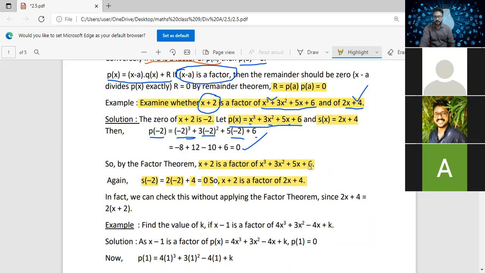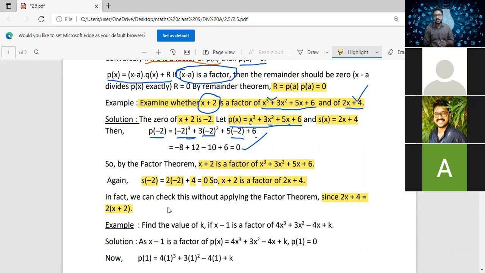Clear? I think no explanation is needed. And one more thing, just for your knowledge, it can be seen that 2x plus 4 is actually 2 into x plus 2. So in that manner itself, you can easily find out that x plus 2 is a factor of 2x plus 4. That can also be used. And the proper way of solving these kinds of problems is this one.